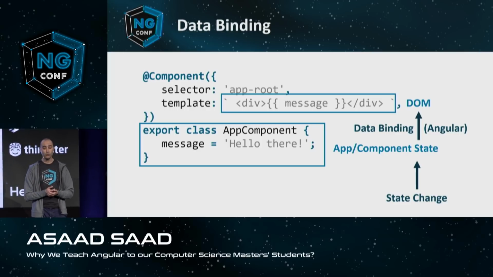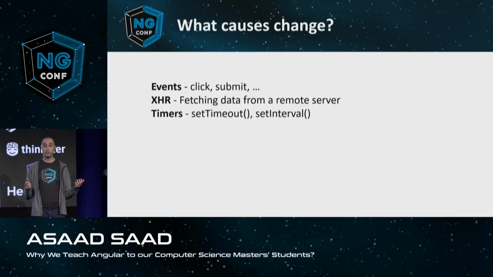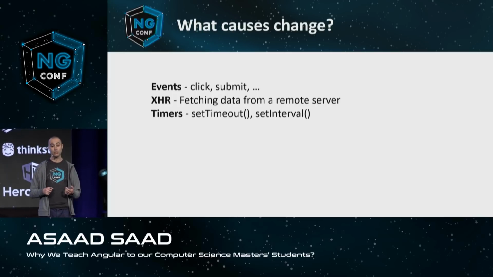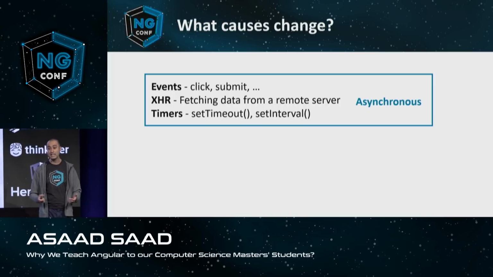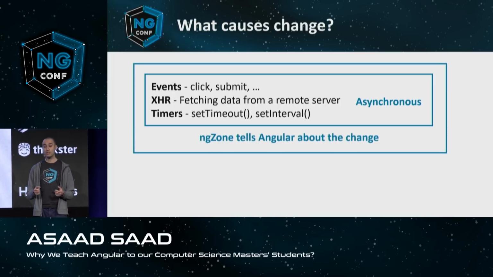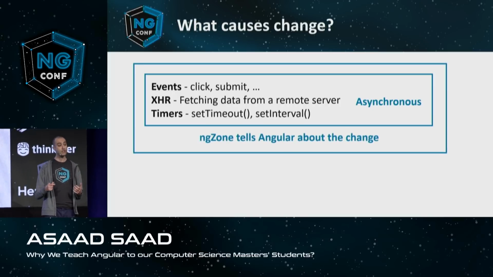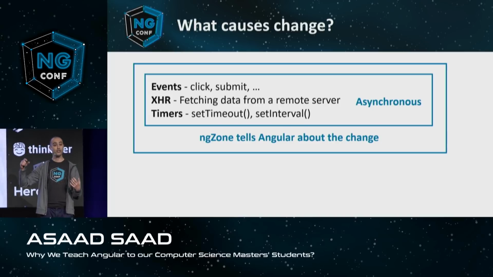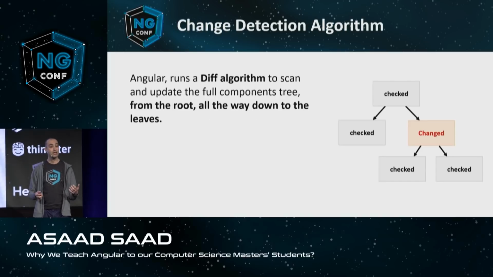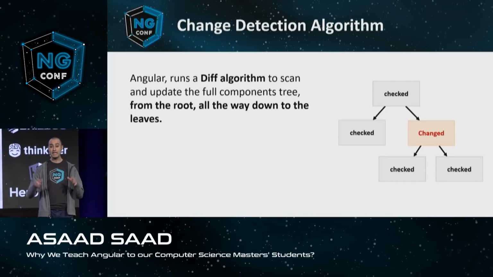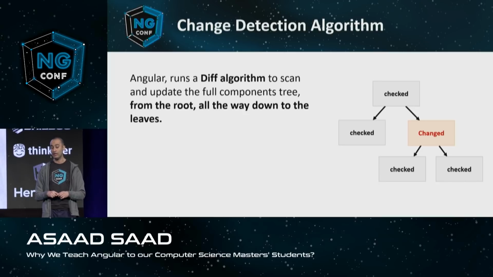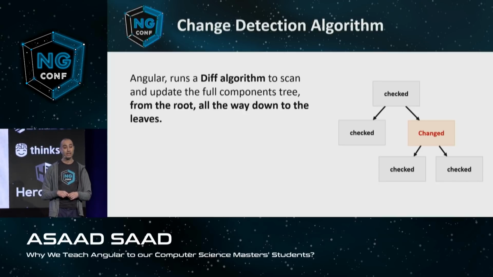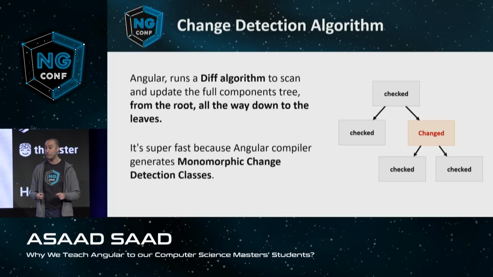What causes the state to change? Events, user interaction, AJAX calls, timers, all of these are asynchronous. So Angular uses zones to listen to all these asynchronous functions and tell Angular to start change detection cycle. Starting change detection cycle means patches the DOM efficiently. Angular starts running a diff algorithm, scanning all the components tree, and patches the DOM for me very efficiently. And it does that very, very fast.